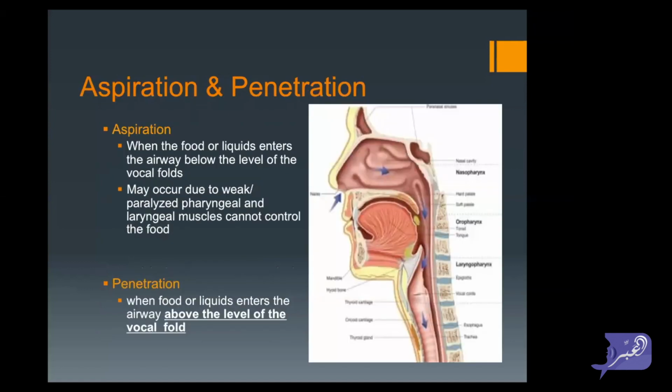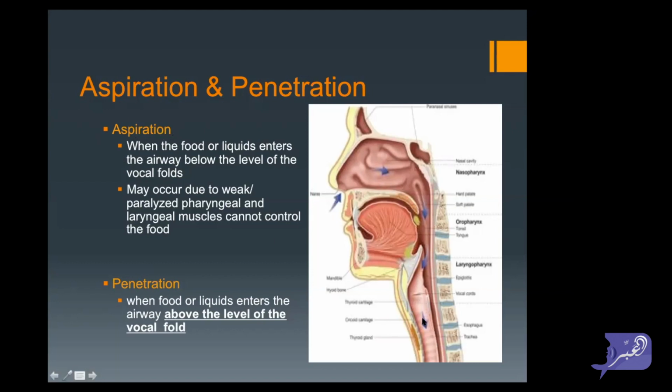This is as much as I can do. Anyway, aspiration and penetration are very important. Two things can happen once food enters the airway. If the food or liquid enters above the vocal cords, just beginning right under the epiglottis, we call that penetration. It's above the level of the vocal cords, and it doesn't really go through.